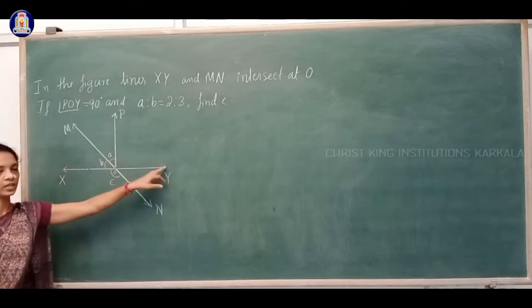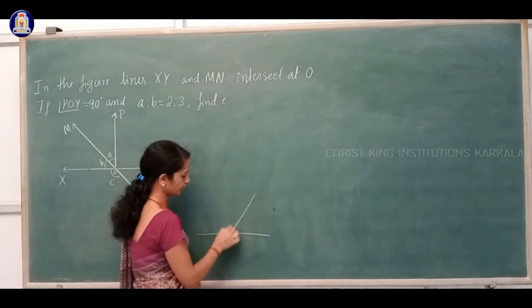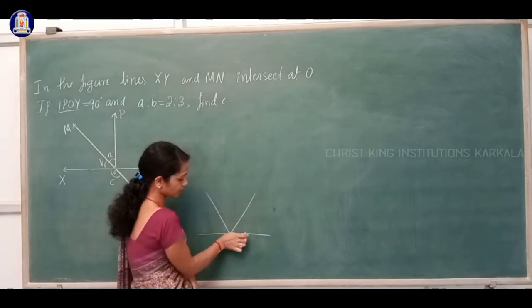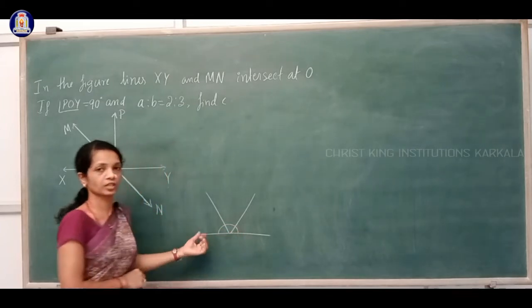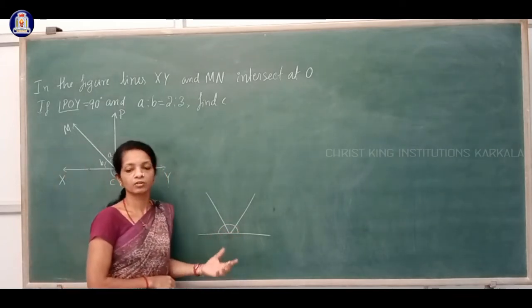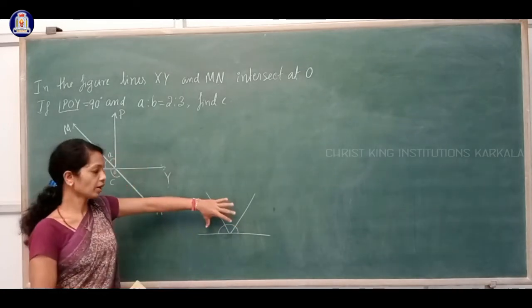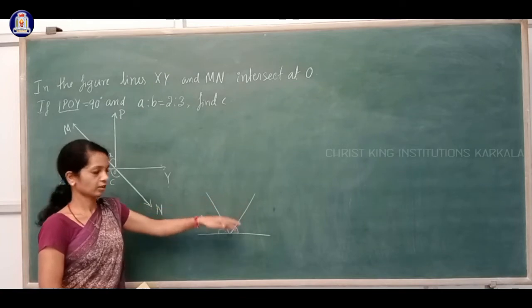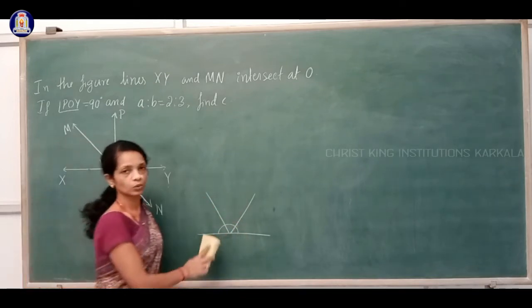Since XY is a line, you have to know that if you have some angles on a line, then the total of these angles is equal to 180 degrees. That concept we have to use now. You may have any number of angles on one side of a straight line, but the total of that should be equal to 180 degrees.